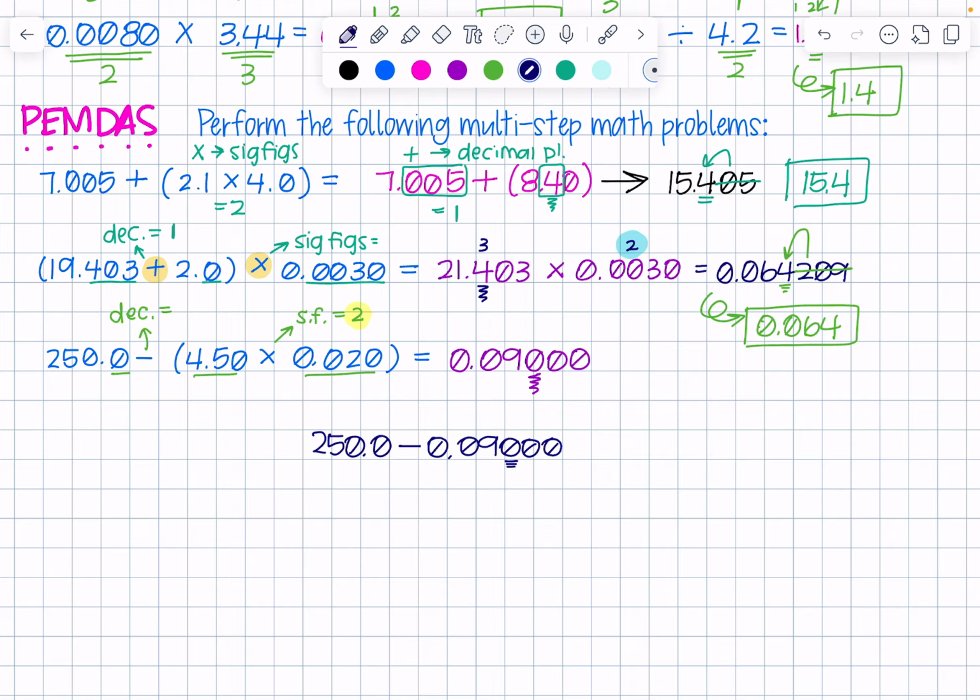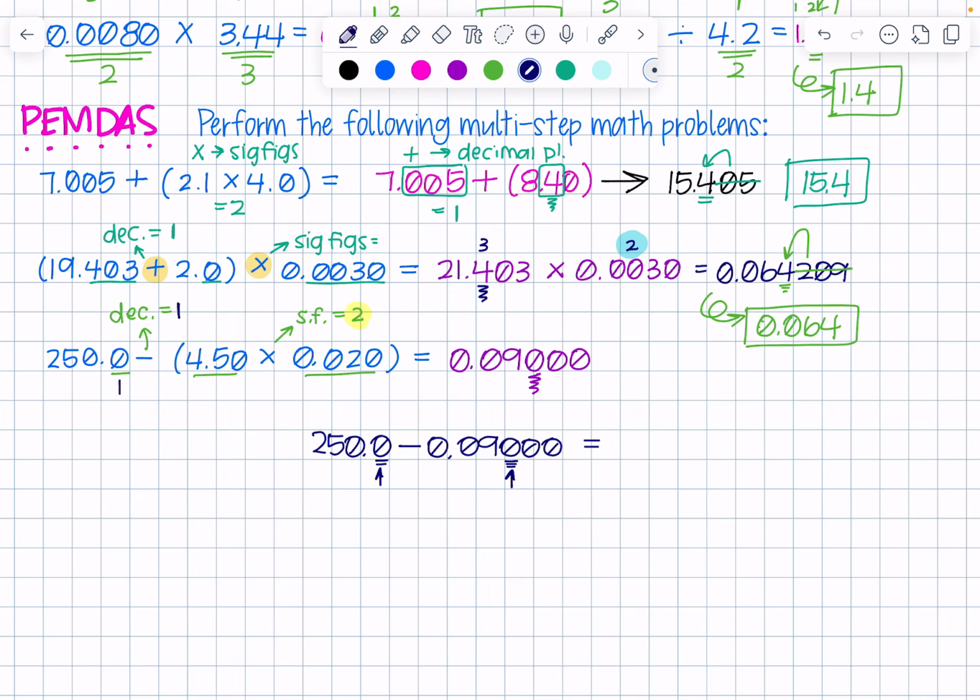All right, so again, decimal places. This 250.0 has 1 decimal place. The 0.09000 has 3 decimal places if I round it to that place. So I want to match the least. I want 1 decimal place in my answer. All right, so again, if I rounded at that 0, that would be 3 decimal places. This one I don't have to if I have 1 decimal place. So I just do the subtraction.